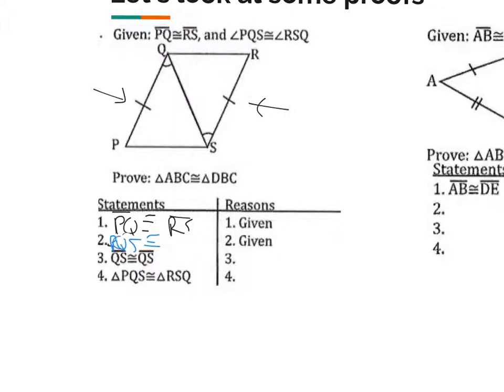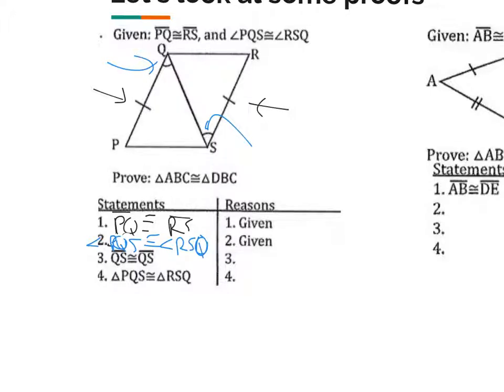PQS congruent to RSQ. Given. So they mark those for me right there and right there. So now I've got the beginnings of one side and one angle. I'm looking for either another angle or another side.